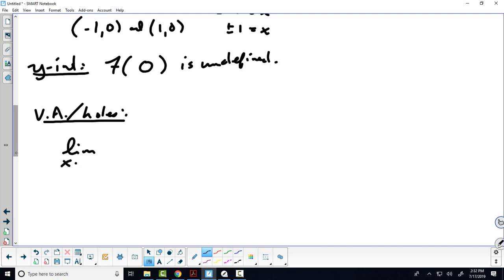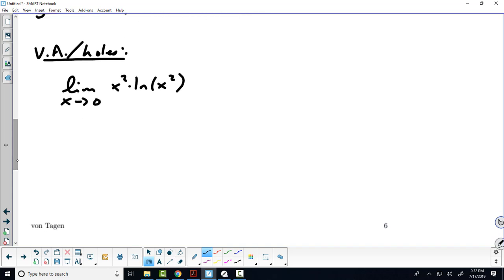Let's look at the limit as x approaches 0 of x squared natural log of x squared. Now, normally when I'm looking at a limit approaching an exclusion in the domain, I might need to pick a direction of approach. But notice that both these quantities here, for the first factor and for the argument of the second factor, are being squared. So the direction of approach doesn't matter in this case. So we can just say as x approaches 0.